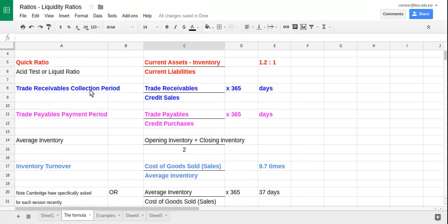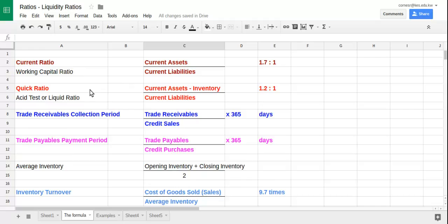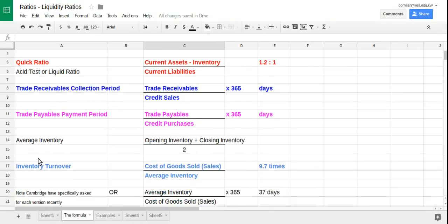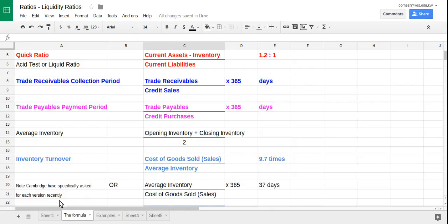We've got five real ratios to look at here. Six even, sorry, I'm lying to you. We've got the current ratio, we've got the quick ratio, trade receivables collection period, trade payables payment period, and down here we've got two ratios to do with inventory turnover. This average inventory isn't really a ratio, it's something you need to do to calculate these two.